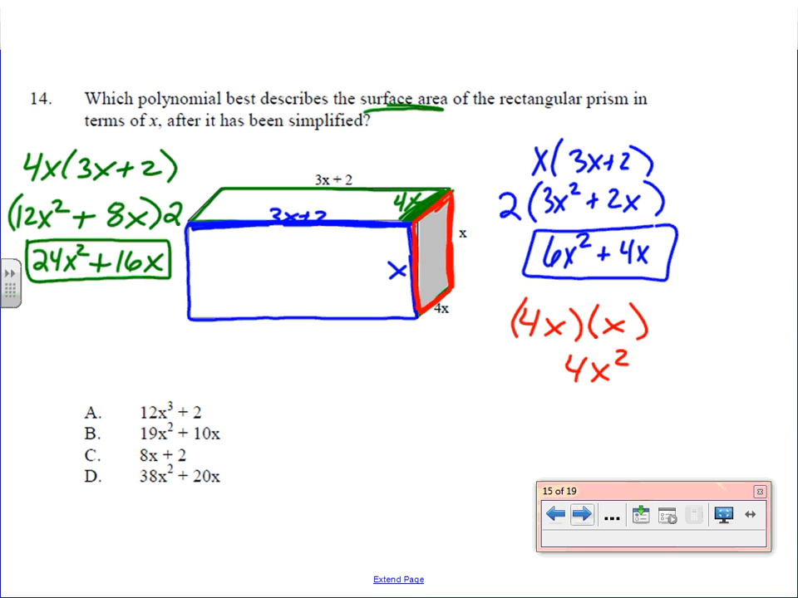But that would only represent the right side. Well, what about the left side? It's the same thing. So let's multiply this times 2. So 2 times 4x squared would be 8x squared. So that right there is going to represent the left and the right side.